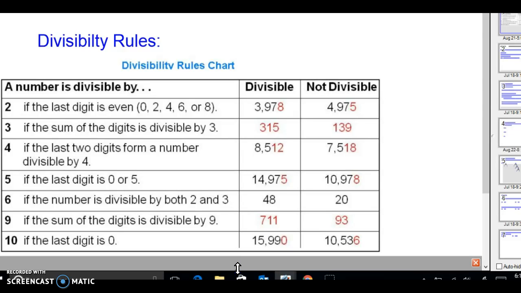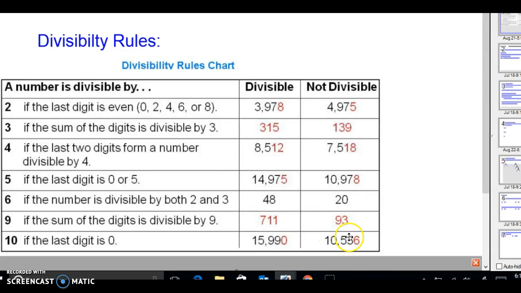And our last rule we are going to go over today is the divisibility rule for 10. If a number ends with a 0, or the last digit is a 0, then the number is divisible by 10. So 15,990, our last digit is a 0, therefore the whole number is divisible by 10. We also remember that if the last digit is a 0, it is also divisible by 5.